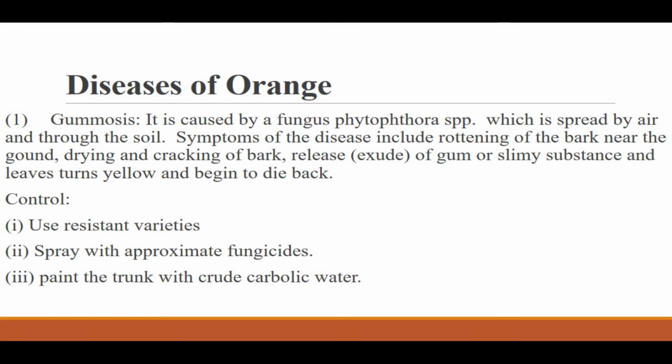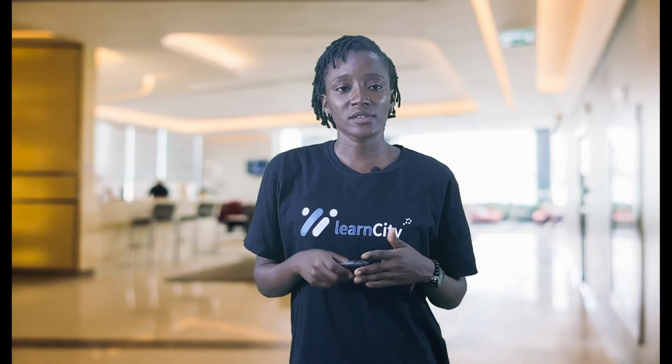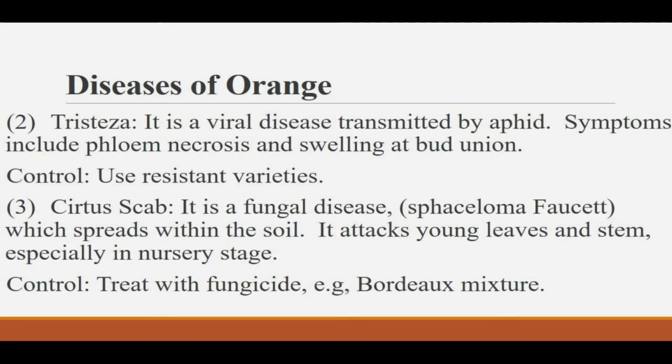Control. How do we control them? We make use of resistant varieties, and we should spray with appropriate fungicides. And we should also paint the trunk with crude carbolic water. Another disease of orange is the tree tessel. It is a viral disease which is transmitted by air and some insects. The symptoms include swelling of the bud union. And how do we control them? We make use of resistant varieties.